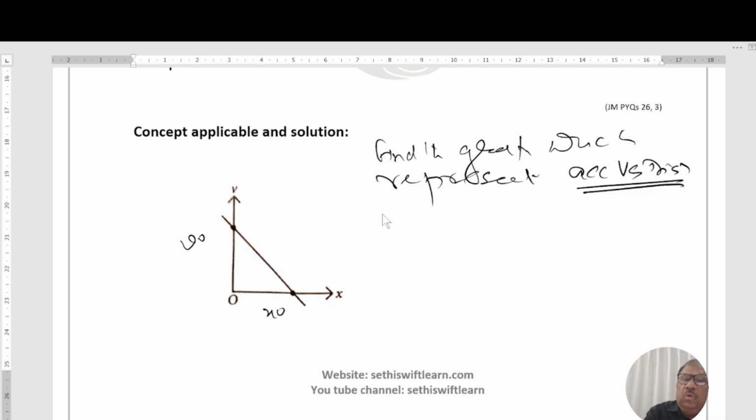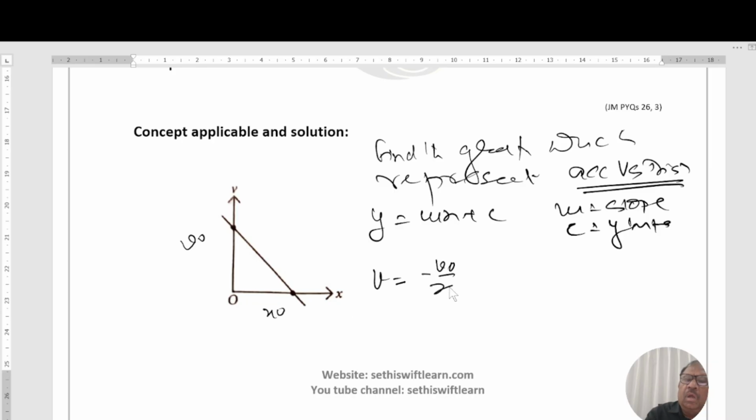Then you know y equal to mx plus c, where m is slope and c is the y-intercept. In this case, on the y-axis we have v equal to m x plus c. m is y2 minus y1 over x2 minus x1, so this comes out to minus v naught over x naught, x plus c. Y-intercept is v naught. Right? This is the velocity equation.